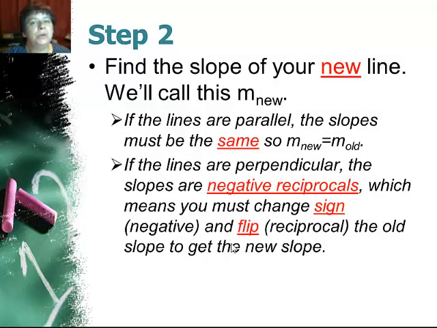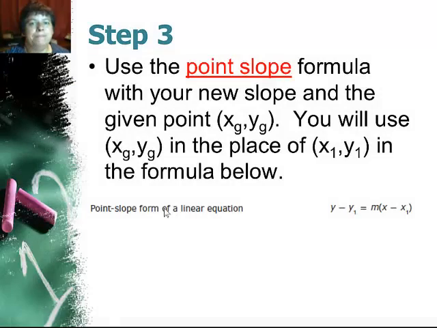In step 2, you're going to find the slope of your new line. If it's parallel, this is really easy. It's the same. If it's perpendicular, it's a negative reciprocal, and you have to change the sign, because it's negative, and flip it. Finally, you're going to use the point slope form with the new slope. If it's parallel, it's the same. If it's perpendicular, negative reciprocal. And you're going to put it through the given point.